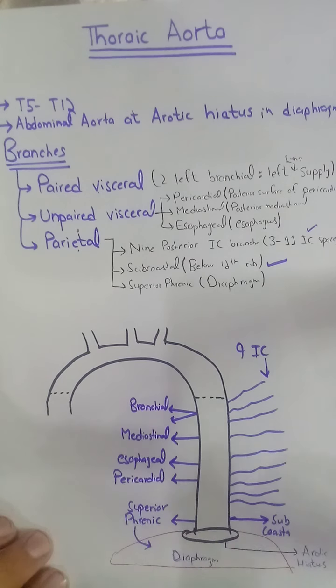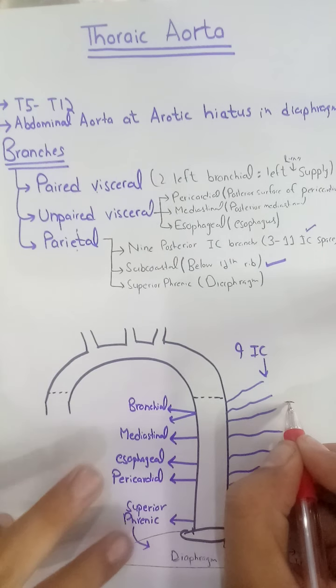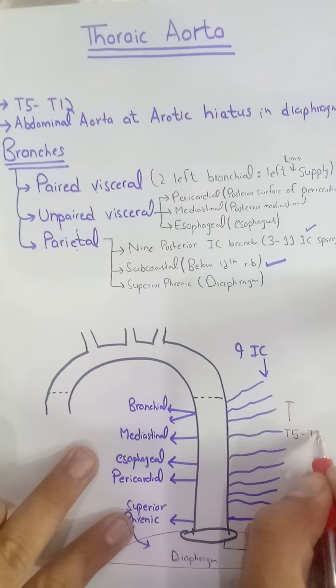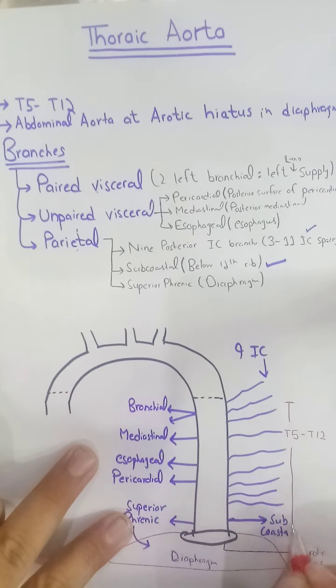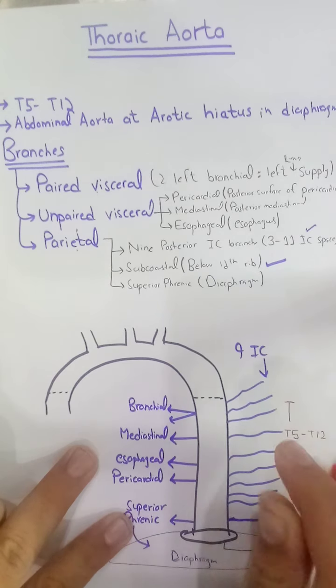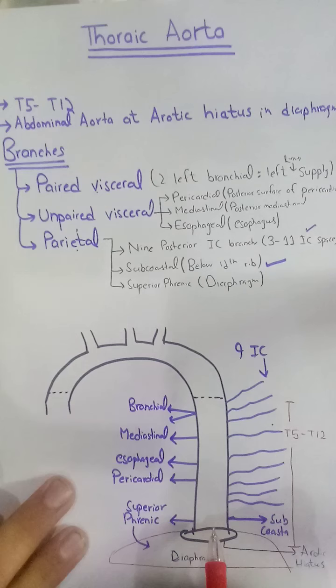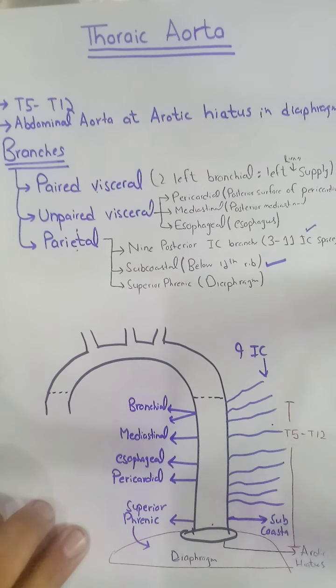And here you must remember the level: it starts from the T5 vertebra and ends at T12, this level. This is the level of the thoracic aorta. It originates at the level of T5 vertebra and ends here at the level of T12 vertebra.